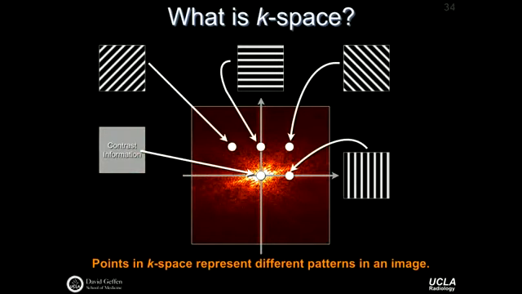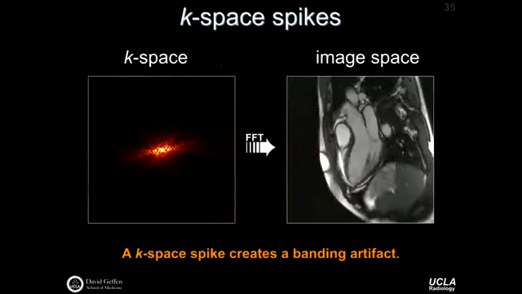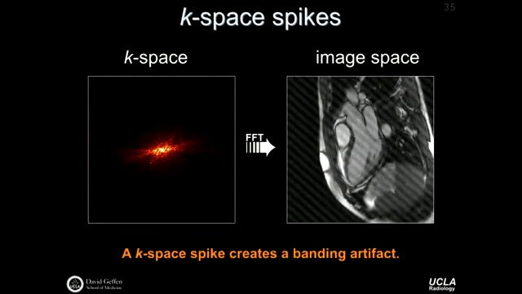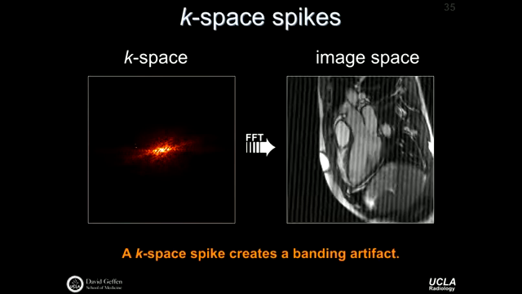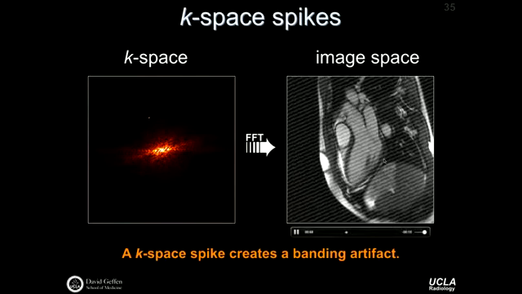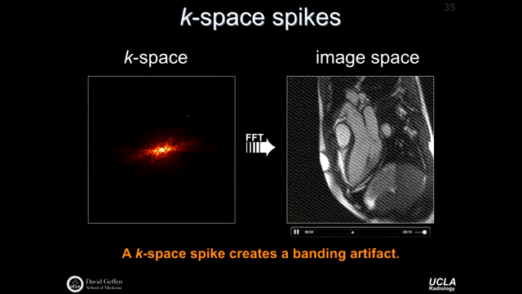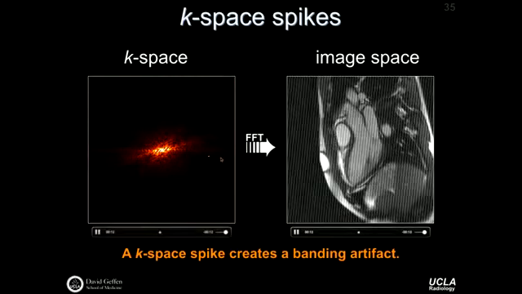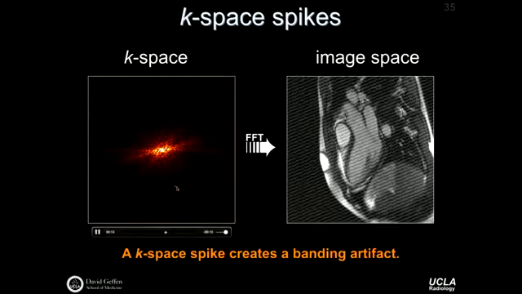I'll go through this really quickly. Different points in k-space are different spatial frequency patterns. I don't know how much you guys like it, but I like it. I think this is a great example of k-space and image space. And so here you'll see this little thing that's zipping around through k-space.